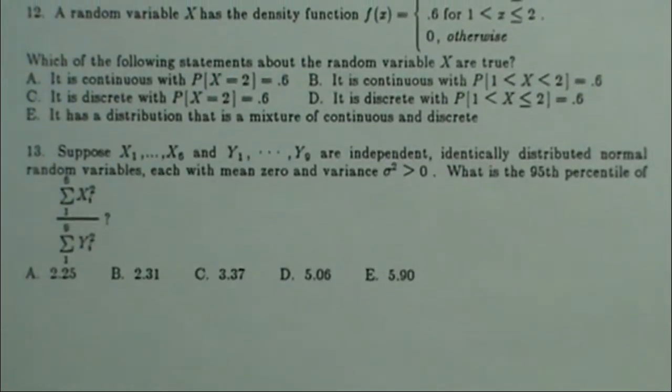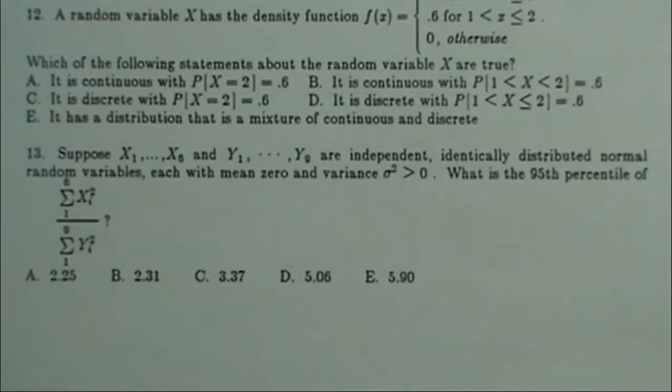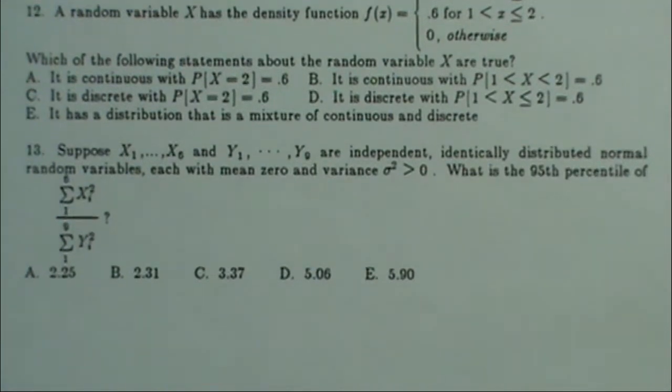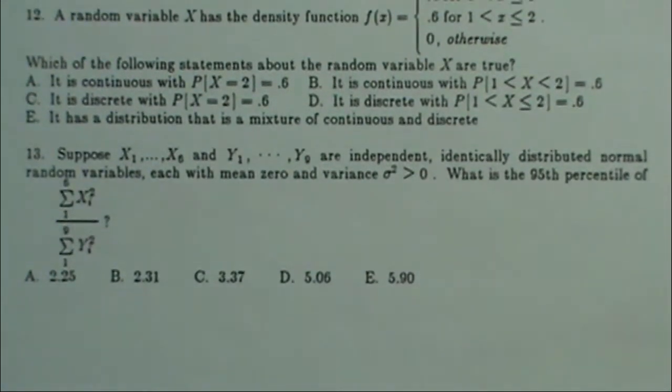Problem number 13. Suppose that X1 through X6 and Y1 through Y9 are independent, identically distributed normal random variables, each with mean 0 and variance sigma squared. What is the 95th percentile of the sum of the Xi squared divided by the sum of the Yi squared?